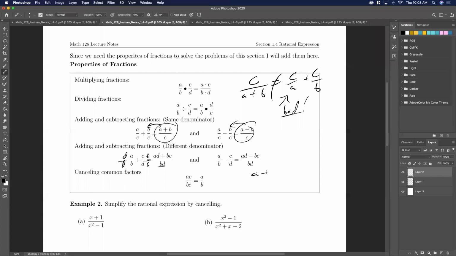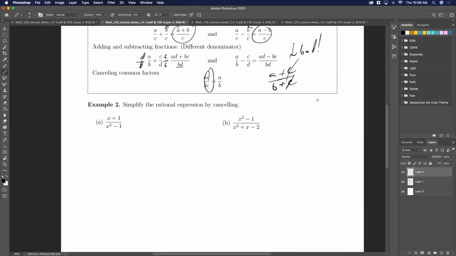Another thing that I often see with this is you cannot do this. This is bad as well. Don't do this. So it has to be a factor, not a term. You can cancel factors, not terms. So those are a brief overview of all your factor rules.